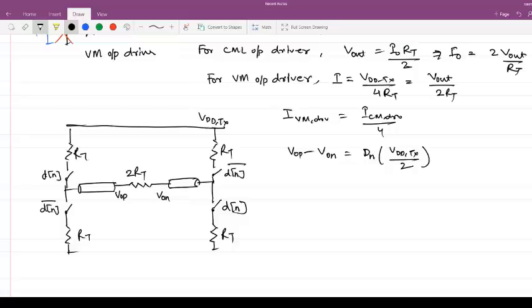Does everyone recognize that it will work in this manner? When Dn is high, these two switches are closed, the others are open, and the current flows in this manner. In the other case, it flows in this manner. So this is the simplest way you can implement a voltage mode output driver.